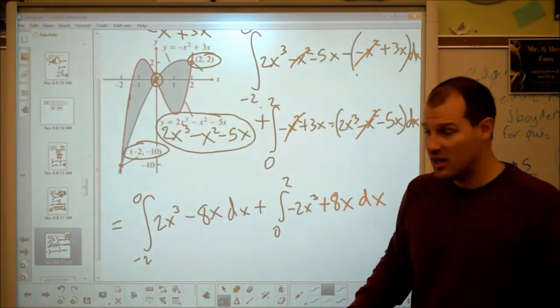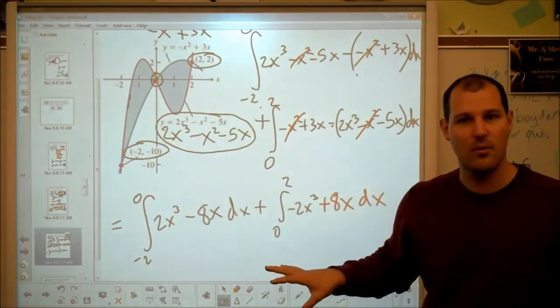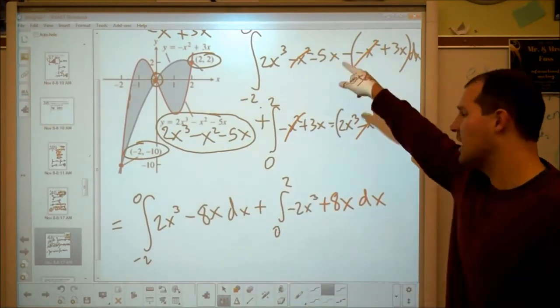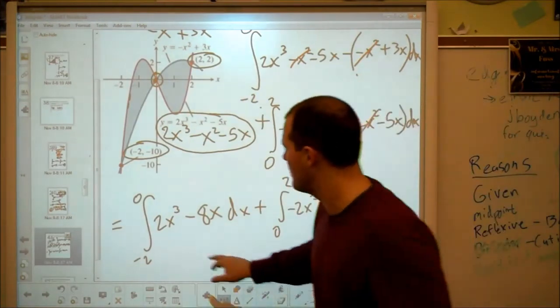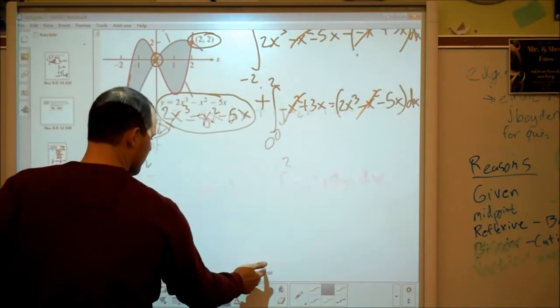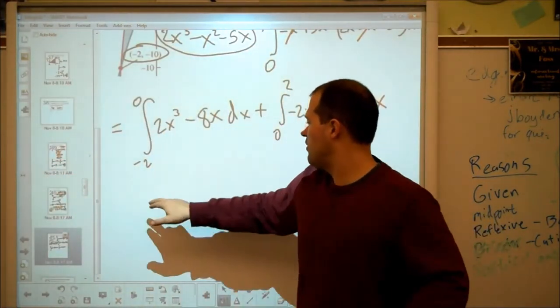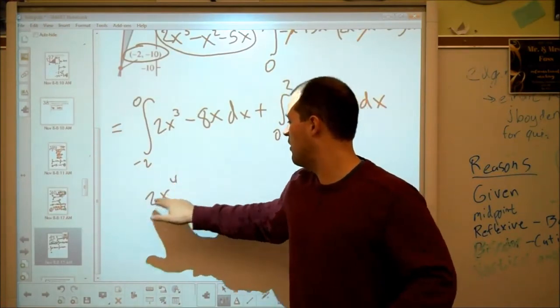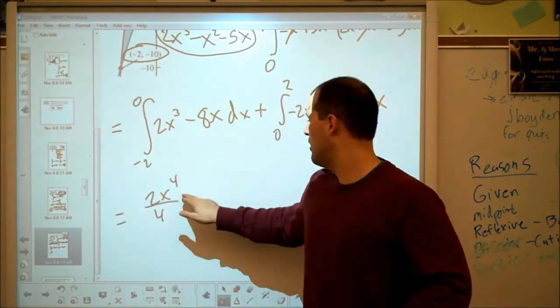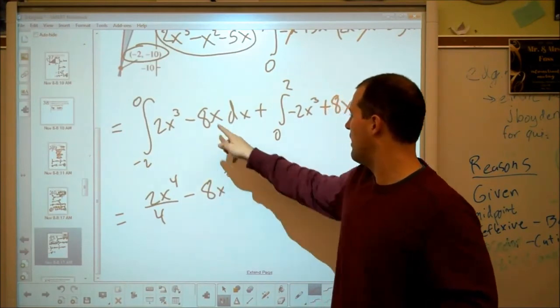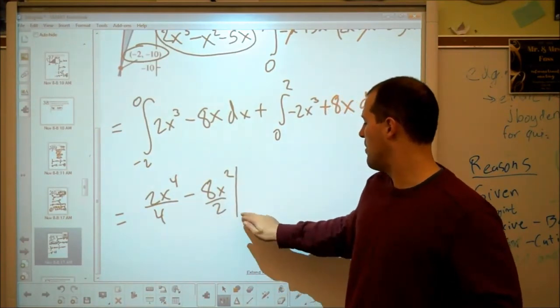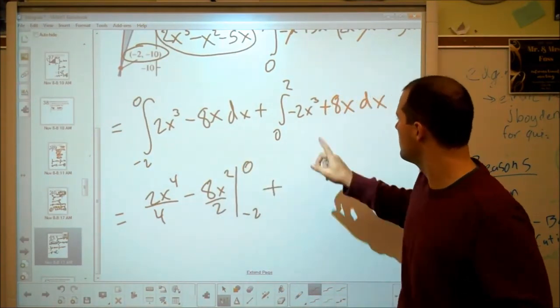So I'm a little bit relieved. This just got a little bit easier when we simplified, because it was starting to look a little bit overwhelming up here. Okay, now let's go ahead and simplify this out. We'll actually do our integration. So that's going to turn into a 4, so we get 2x to the 4th over 4 minus 8x squared over 2. Don't forget your bounds, negative 2 to 0.